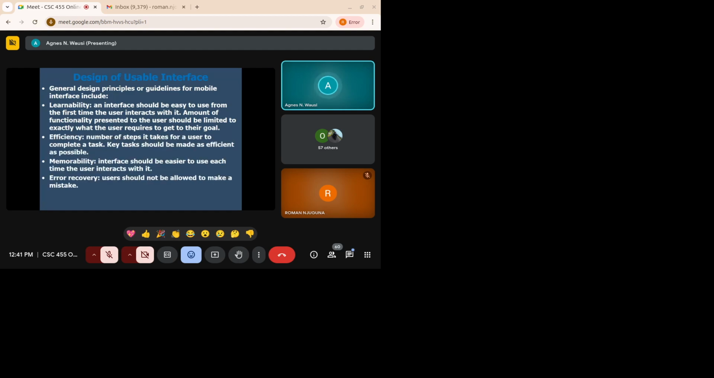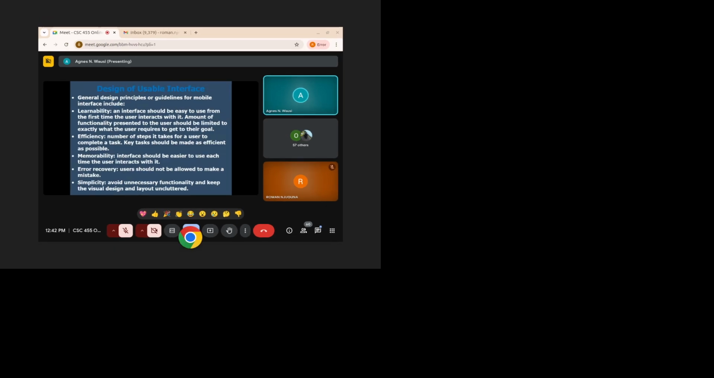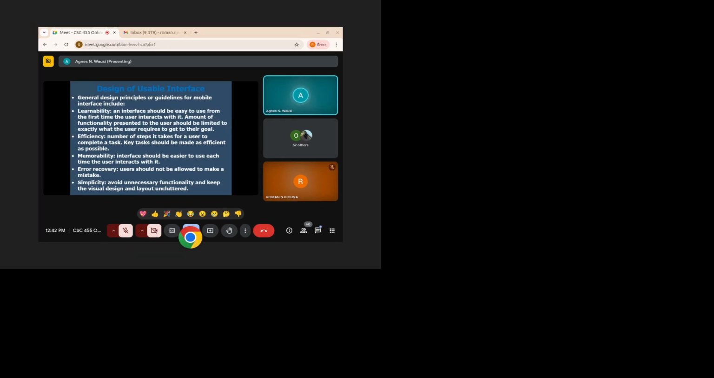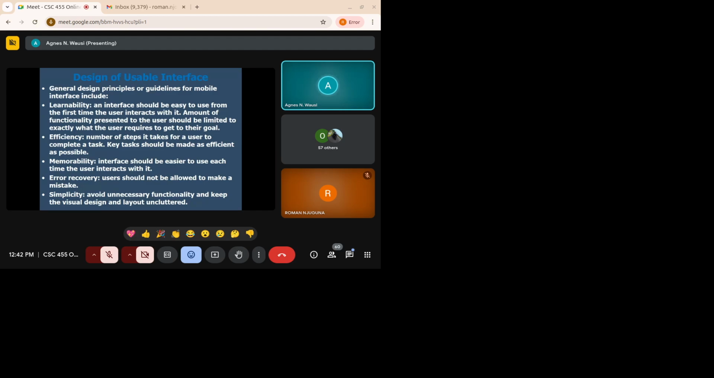And then the authors provided some guidelines, which, as I said, we are most likely aware of. Learnability: it should be easy to use from the first time you download and install it on your phone. You should be able to learn it without having to ask somebody, so that you are quickly able to do the task required. It should also be efficient in completing a task.